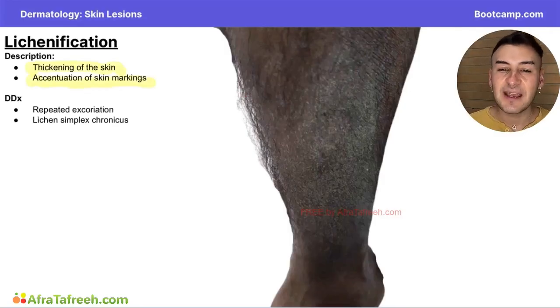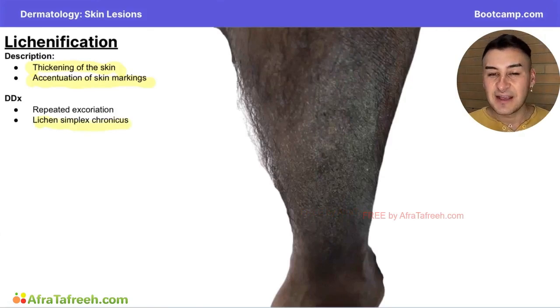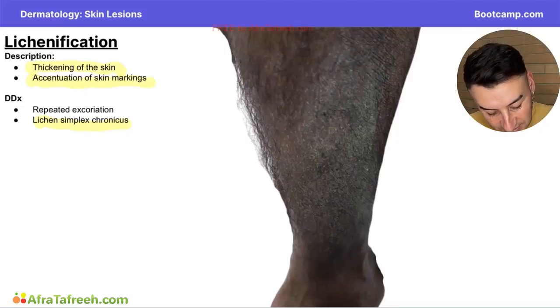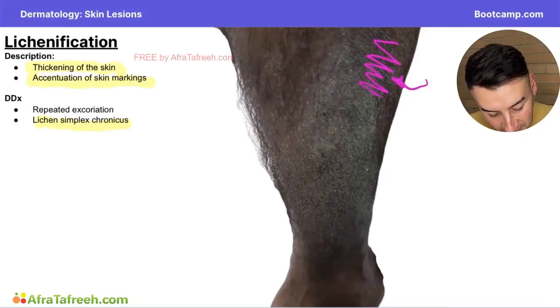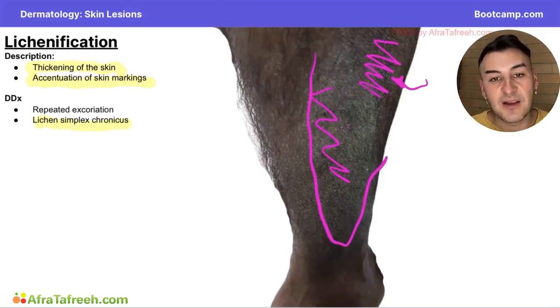And lichenification is pretty nonspecific. Even the term lichen simplex chronicus just means that there's something going on that is causing this person's skin to be irritated over a long period of time. And we'll see here there's an example of this person's skin. You can see these accentuated skin markings up here and this excessive dryness. This is exactly what lichenification will look like on exam.